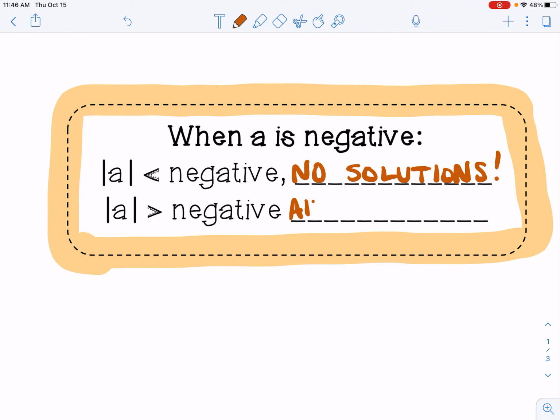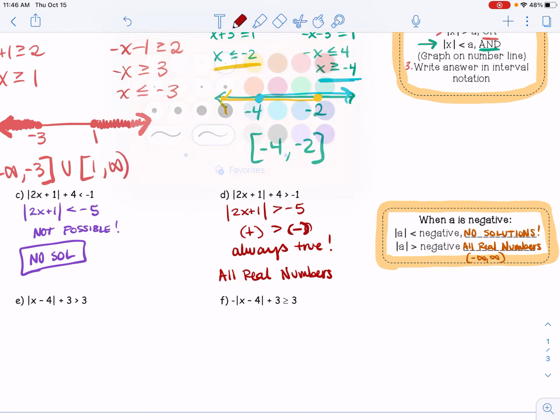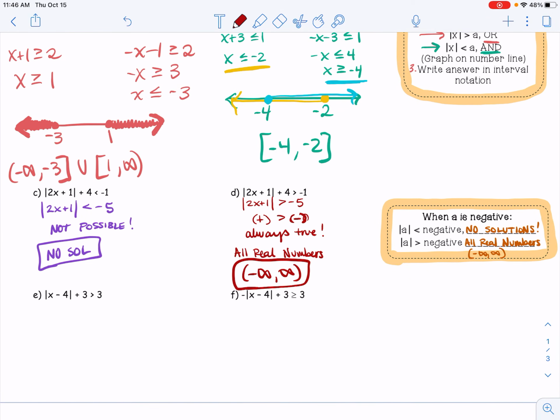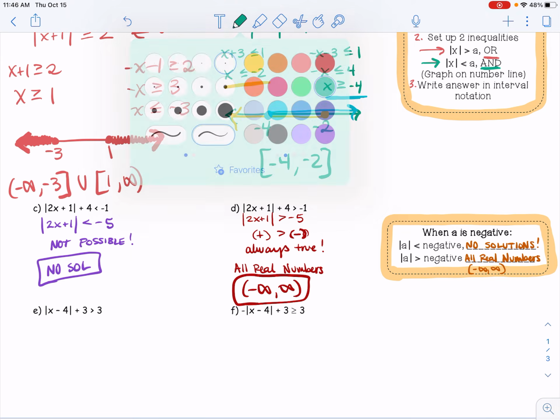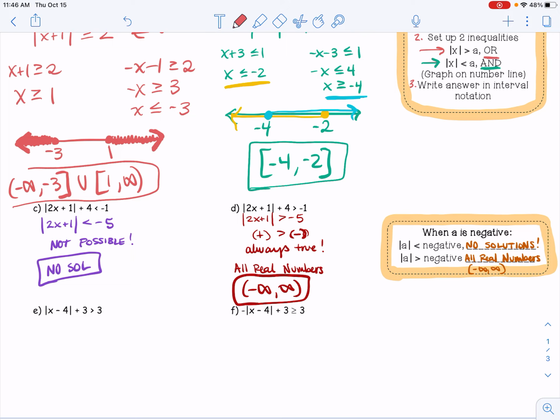This is all real numbers. Or if we write it in interval notation, that would be from negative infinity to positive infinity. Okay. Let me make this a little bit smaller. Because our directions did say to write it in interval notation. So this was my final answer here.